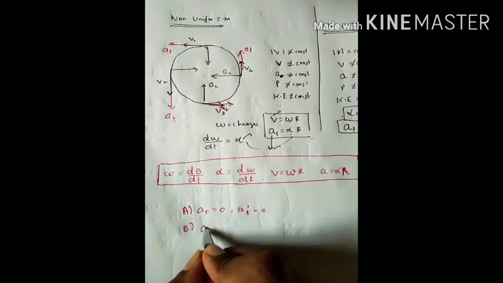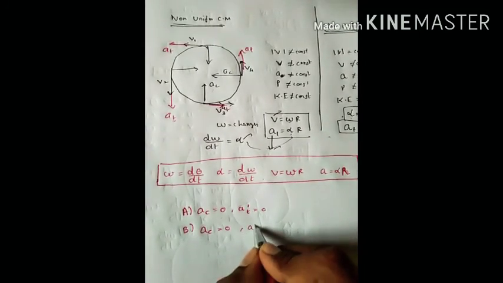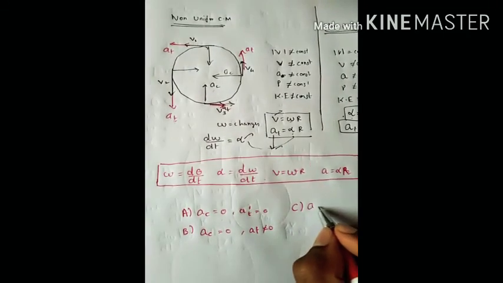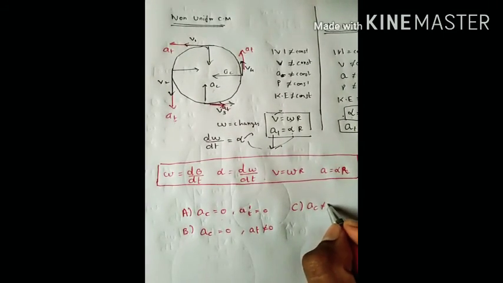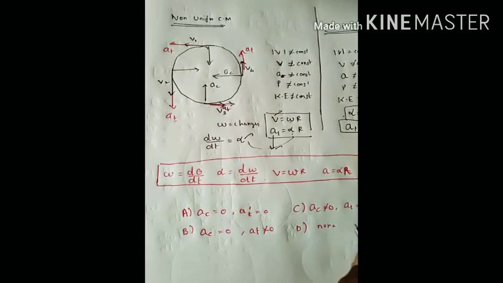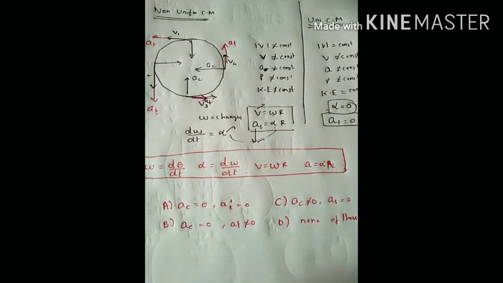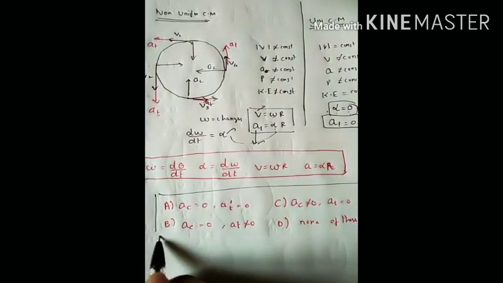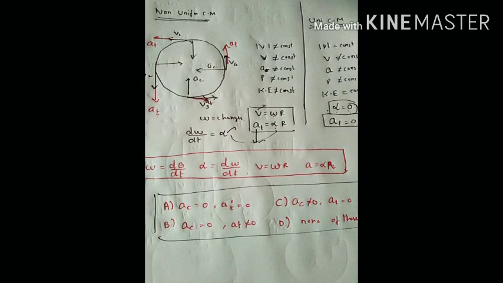Option B I give. Option C: centrifugal acceleration not equal to 0 and tangential acceleration is 0. Among all these four cases, in which case does it seem to be circular motion?